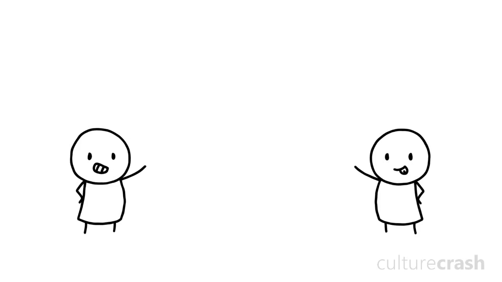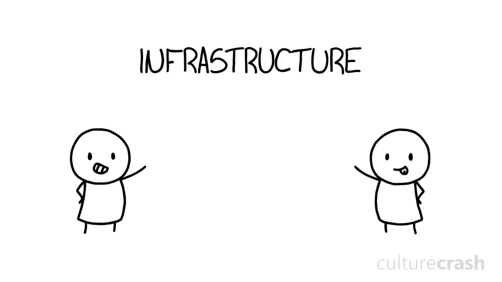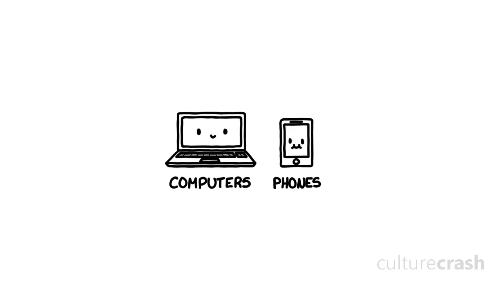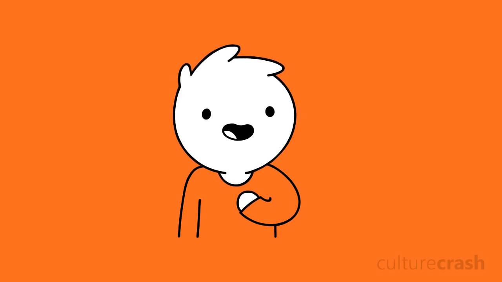The internet has two basic components, infrastructure and protocols. Infrastructure is all the physical stuff. Computers, smartphones, cell towers, radios, cables, routers, servers, etc. Computers and smartphones, usually the endpoints of information, are known as clients. Servers are the machines that store all that information-y goodness we look up on the internet.